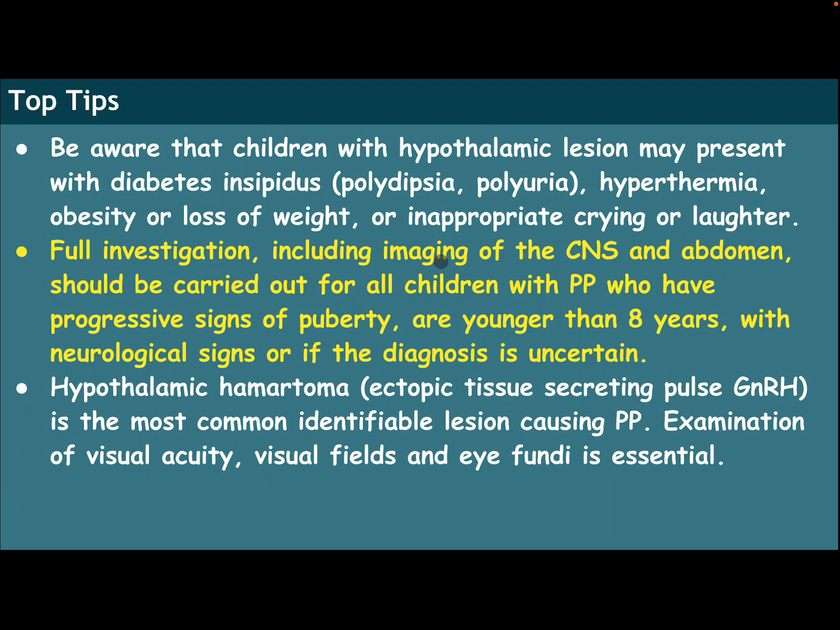Full investigation, including imaging of the CNS and abdomen, should be carried out for all children with precocious puberty who have progressive signs of puberty, are younger than 8 years of age, have neurological signs, or if the diagnosis is uncertain. Hypothalamic hamartoma, ectopic tissue secreting pulses of gonadotropin releasing hormone, is the most common identifiable lesion causing precocious puberty. Examination of visual acuity, visual field, and eye fundi is essential.